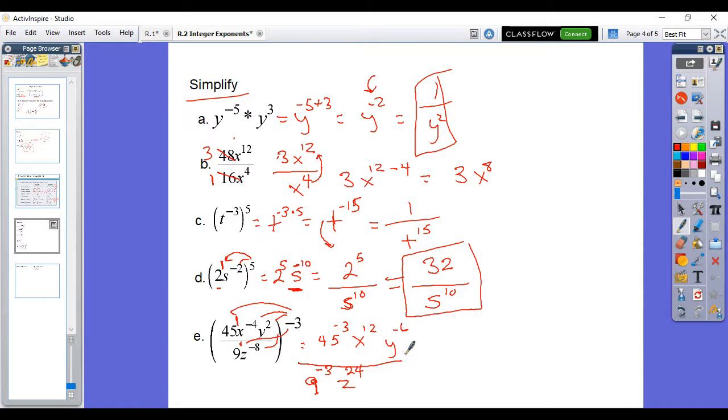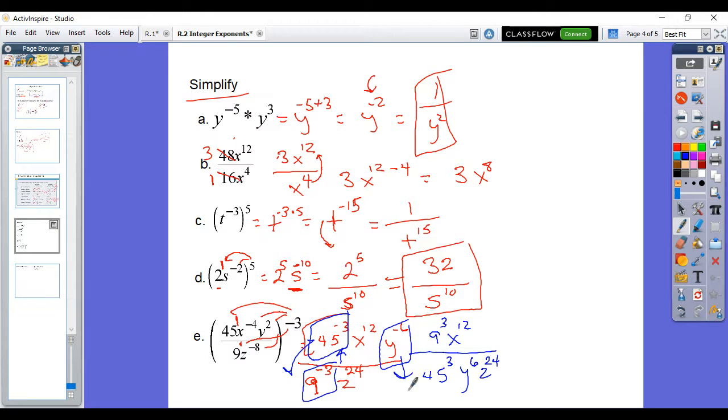Alright, so let's now get rid of the negative sign. So this whole thing, let me change colors so we know, this whole thing will go down. This one will go up. And then this one will go down. Everything else will stay in the spot. So this 9 to the negative 3 becomes positive 9 to the 3. Okay. And then we got x to the 12th. That stays where it's at. And that's it. On the bottom, we have 45 to the third. The y came down, so we have y to the positive 6, and then z to the 24.